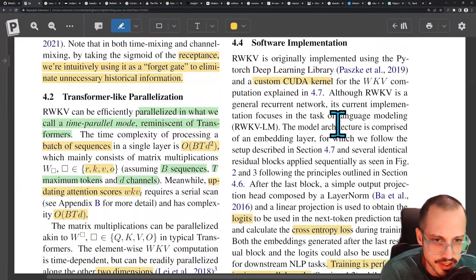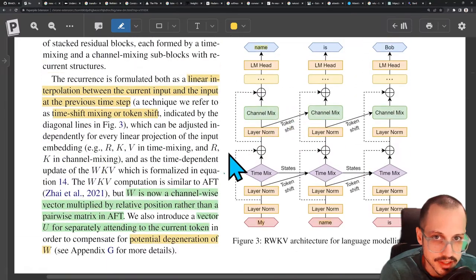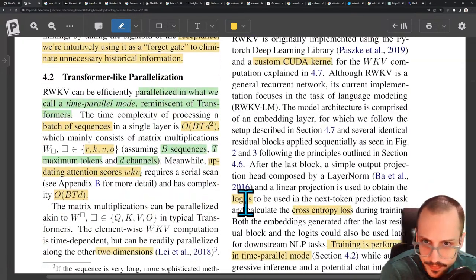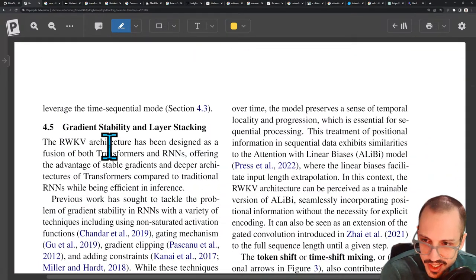This is kind of interesting. They basically just described this here. Gradient scalability, stability, and layer stacking. The RWKV architecture has been designed as a fusion of both transformers and RNNs, offering the advantage of stable gradients and deep architectures of the transformer compared to traditional RNNs while being efficient in inference. Does it have stable gradients?